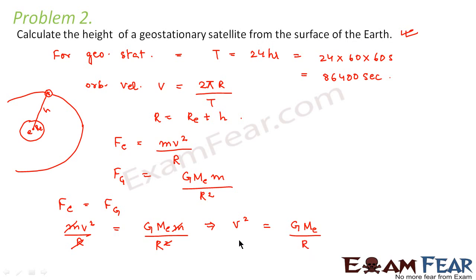Now, what will be v? V will be nothing but, from this equation, v is 2 pi r by t. So, we can write this as 4 pi square r square divided by t square is equal to G me divided by r. Now we can write r cube is equal to G into M into t square divided by 4 pi square.